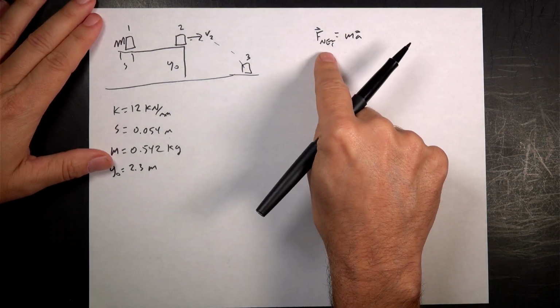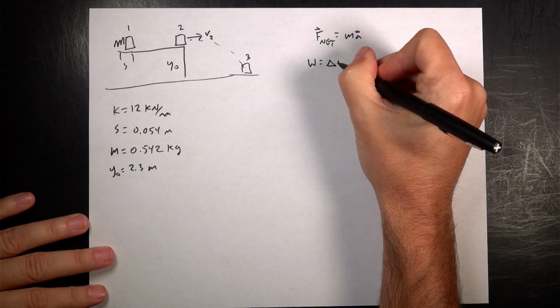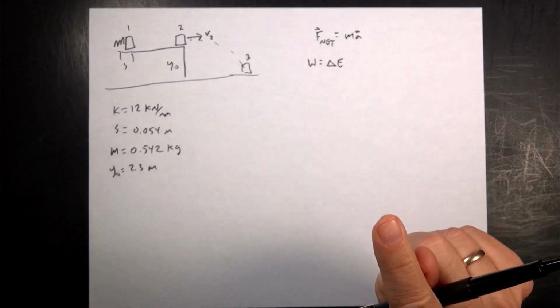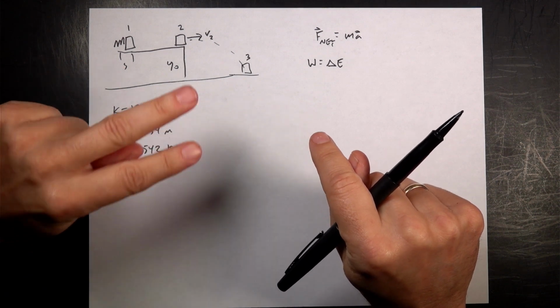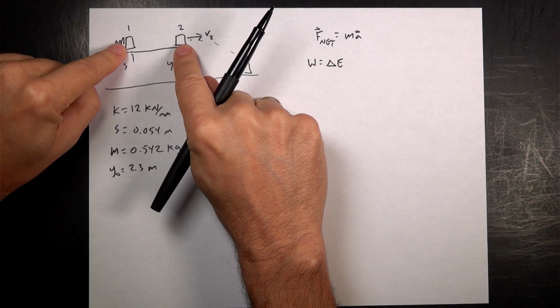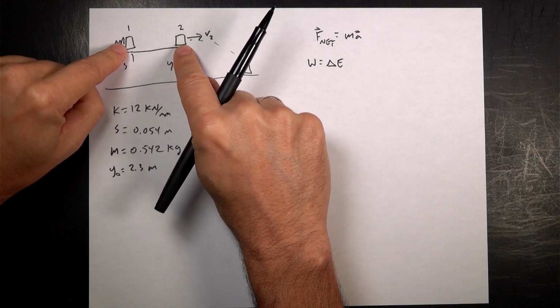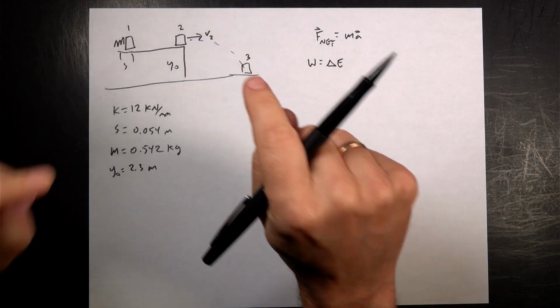So instead, I could use the work-energy principle. So that says work is the change in energy. And the key here is work-energy because, one, we're dealing with the spring; two, we don't care about time, right? I only care about the change in position. And three, I don't care about direction. So that's why I'm going to use the work-energy principle.